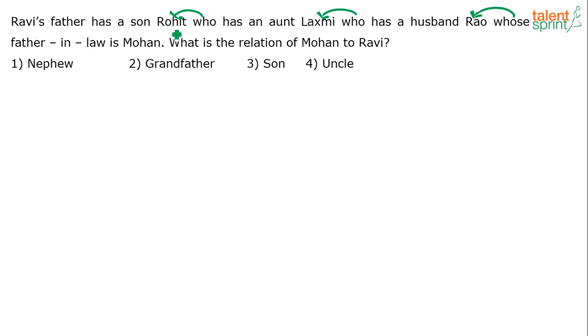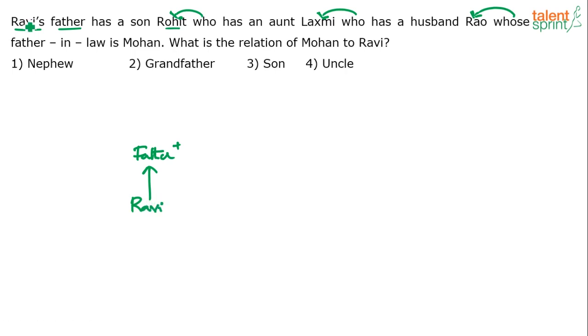Ravi's father has a son Rohit. How do you put this up? Ravi's father. Now we don't know who that father is, I mean, the name of the father, but yeah, Ravi's father. Now Ravi's father has a son Rohit. See, your father's son is your brother. Your father's son can be yourself also, when you say you have got only one son.